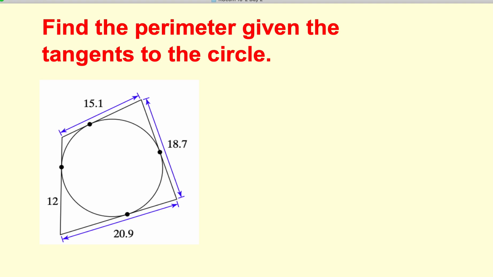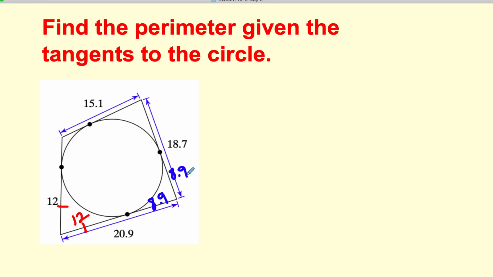Let's try this one again. I'm going to work right here starting at this one. This is 12, and so this one will be 12, which means that this leftover part, I'm going to change my color, is going to be 8.9. And then this will be 8.9. And once these are 8.9, I'm going to change my color again.